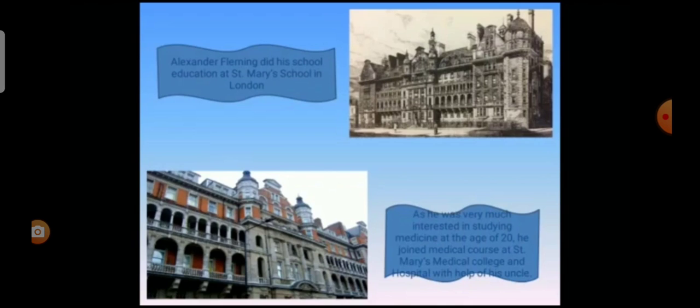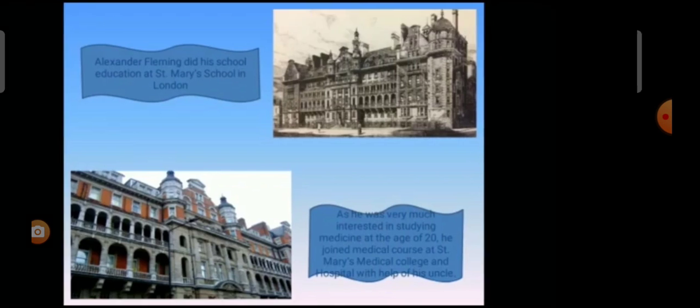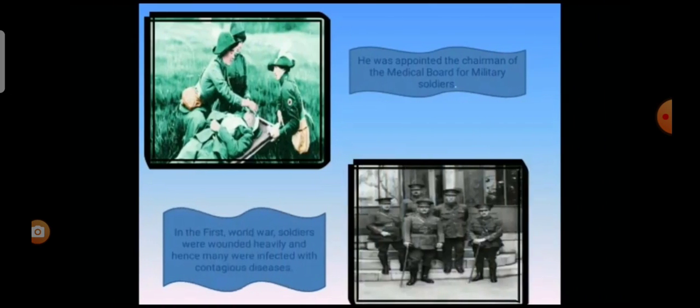He was appointed the chairman of the medical board for military soldiers. He cultured Staphylococcus bacteria in culture media. In this culture media, a mold formed, and he could not see the Staphylococcus bacteria. The world's first antibiotic, penicillin, was discovered in 1928.